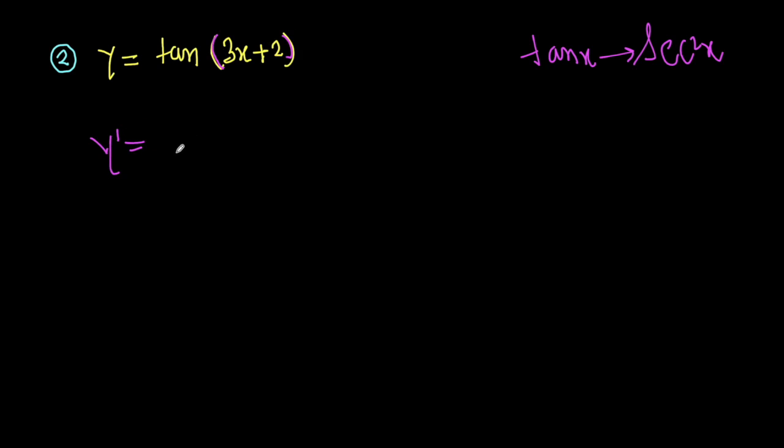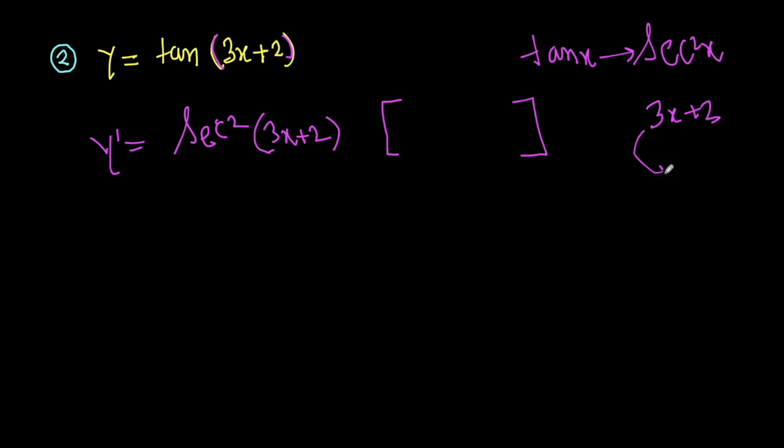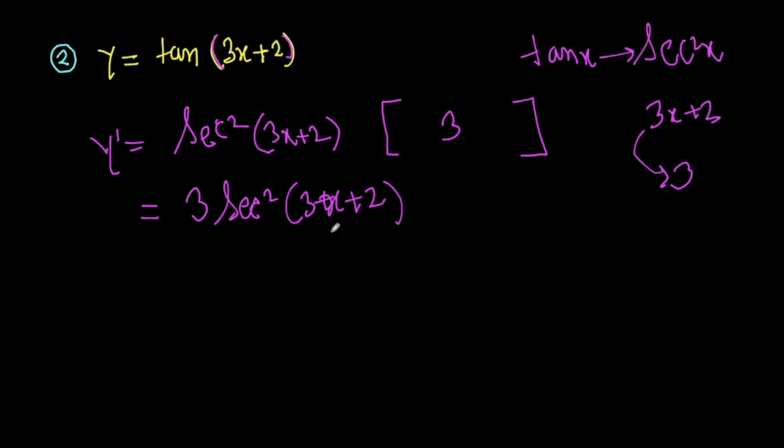will be sec square bracket. And after that we have to multiply by differentiation of the bracket, so let me first write 3x plus 2. Differentiation of tan bracket is sec square bracket multiplied by differentiation of the bracket. Separately, differentiation of the bracket is just 3, so everything gets multiplied by 3. So your answer will be 3 sec square (3x plus 2).